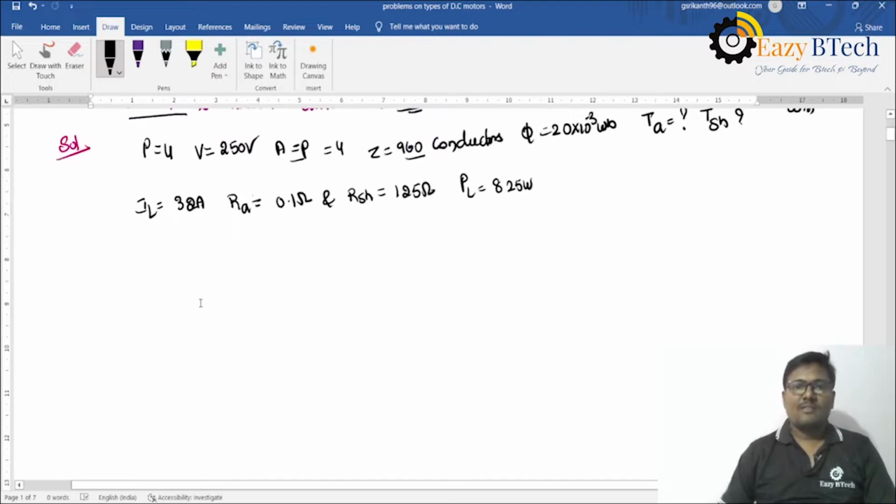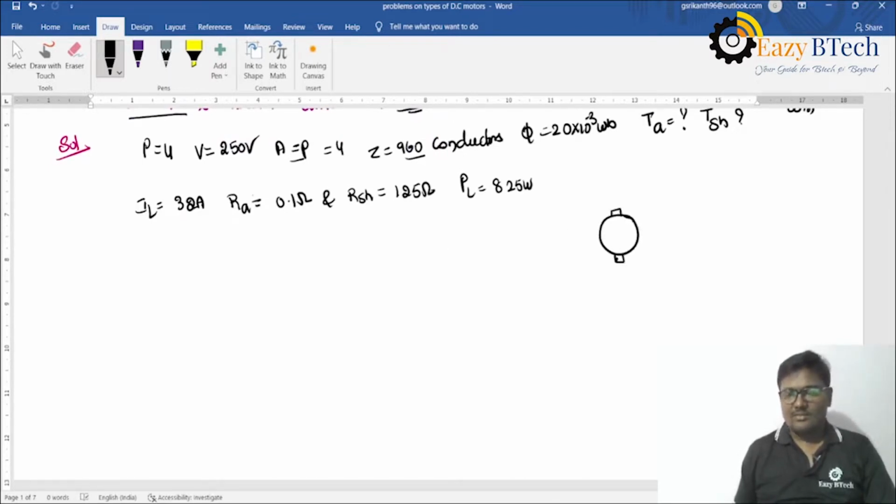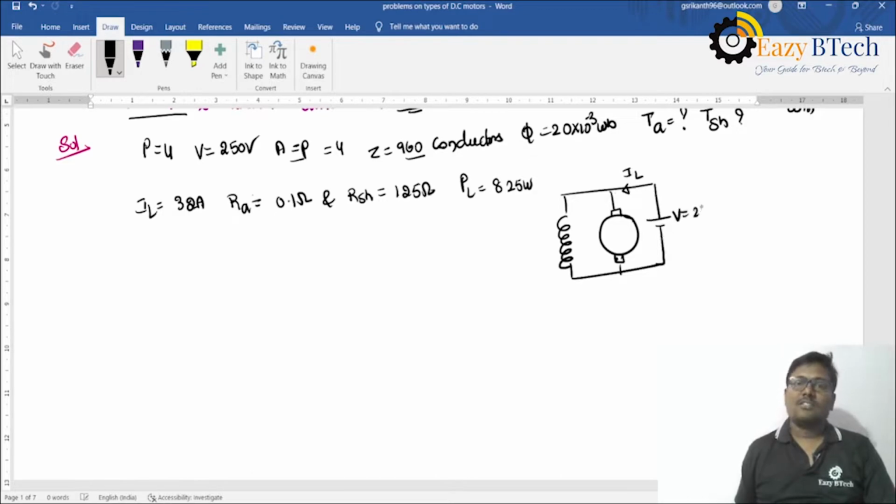For this problem, first you should draw the diagram of the DC shunt motor. This is the armature winding, and this one is the field winding, connected in parallel with the armature. I am giving the supply voltage, 250 volts. It draws a current of 32 amperes. The current flowing through the armature is IA, and the current flowing through the shunt field winding is ISH, and RSH is 125 ohms.